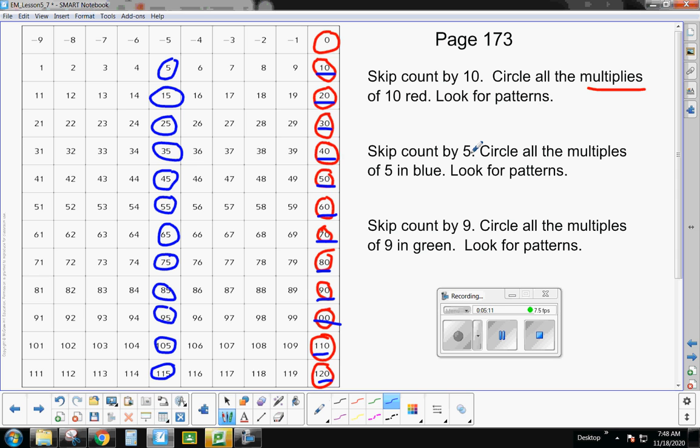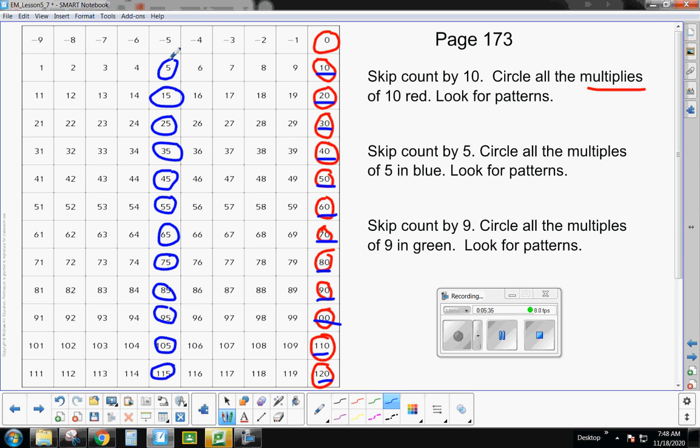And then what do you notice about the patterns of the multiples of 5? So we were skip counting by 5s. 5 times 1 is 5. 5 times 2 is 10. 5 times 3 is 15. 5 times 4 is 20. 5 times 5 is 25. 5 times 6 is 30. So as we were doing our multiples of 5, what did you notice?